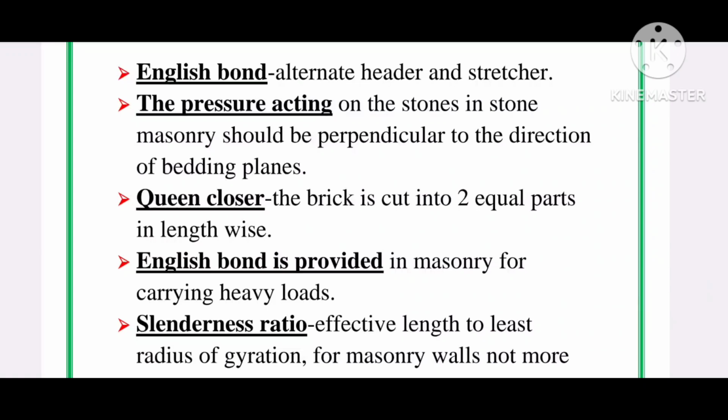All of you confused, get this: English bond and Flemish bond. English bond is alternate header and stretcher. Alternate courses of header and stretcher is Flemish bond.